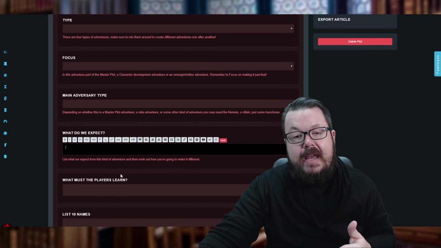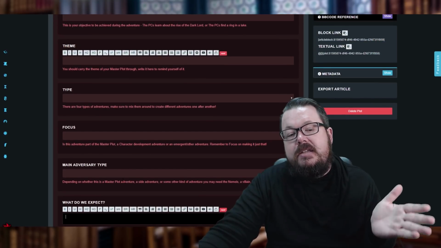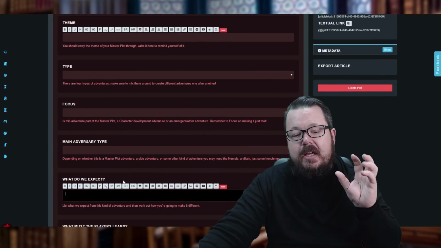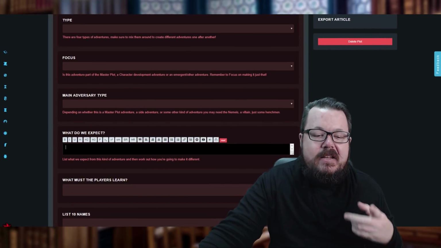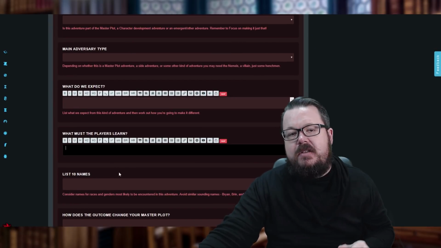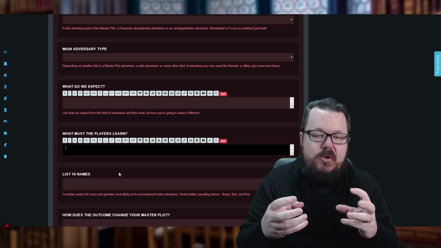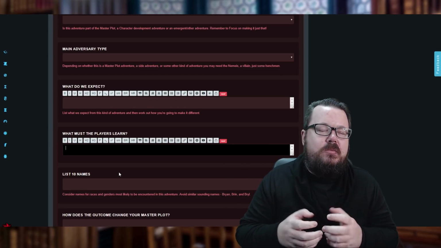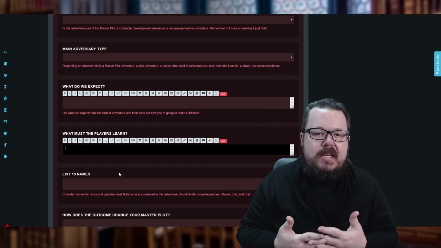So our expectations are directed and guided by these other categories beforehand. It's a very powerful tool to allow things to be a little bit easier for you. What must the players learn? So we might have the objective that the players get this piece of a sword, or they deliver the princess to the villain. What do they actually have to learn? What do they have to walk away with at the end of the adventure?